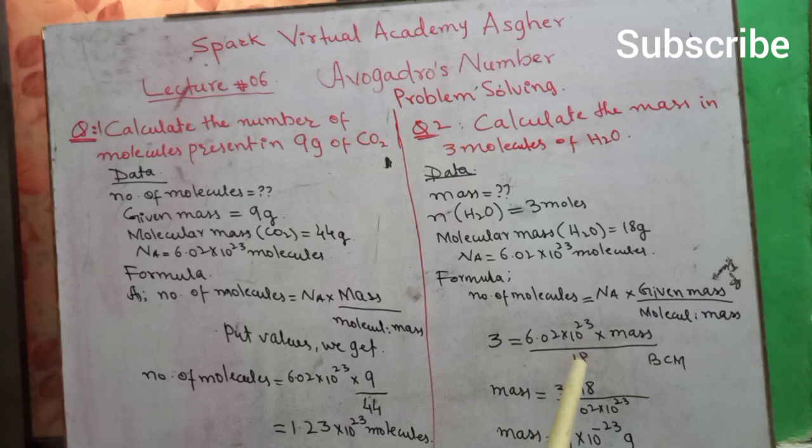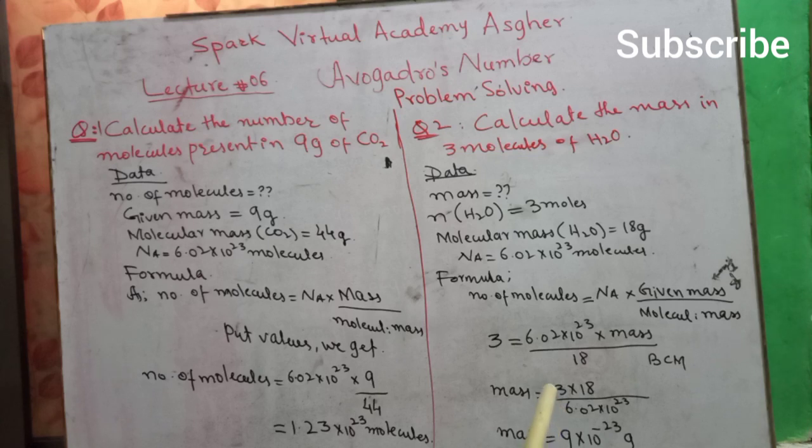Now here we have to find out the mass, so it will remain at the same place. And we have to take both these things, 6.02 into 10 to the power 23. It is multiplied with mass. When it goes to the other side, it will be divided. As you can see here, it is divided here. And 18, which is in division of the mass, when it goes to the other side, it will be multiplied. So when 18 is cross multiplied, it will be 3 multiplied by 18, and 6.02 into 10 to the power 23 will remain in the denominator, in the division.